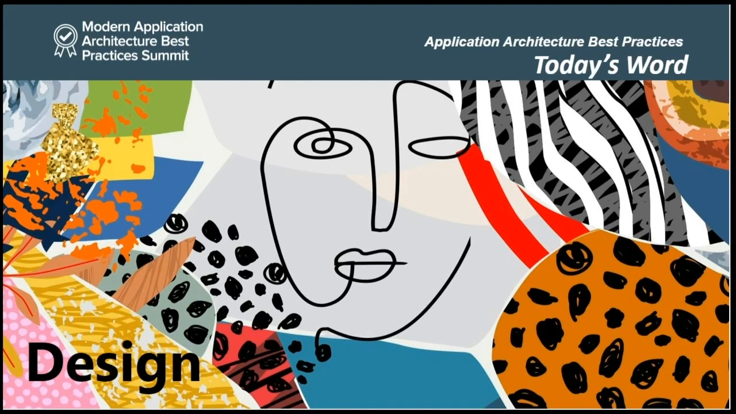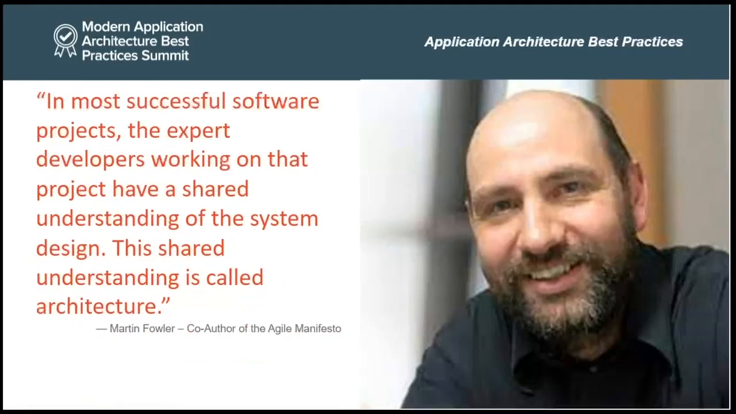Another opinion on that difference comes from one of the 17, count them, 17 authors of the famed Agile Manifesto, Martin Fowler, who said that in most successful software projects, the expert developers working on that project have a shared understanding of the system design. This shared understanding is called architecture. That's a little bit oblique, but yeah, I'll go for it.